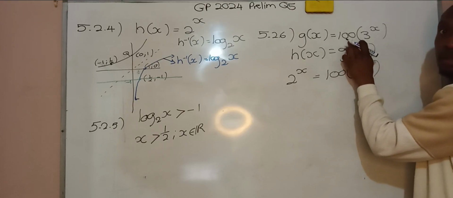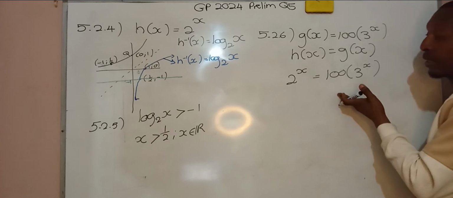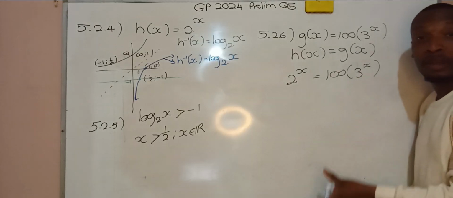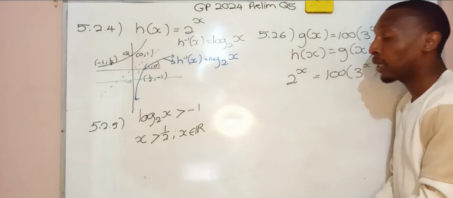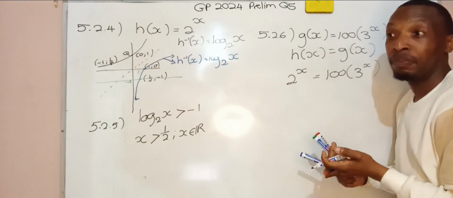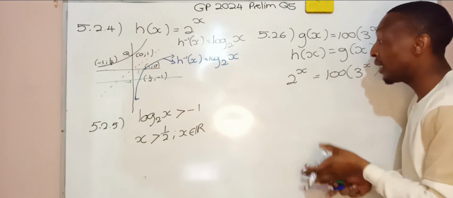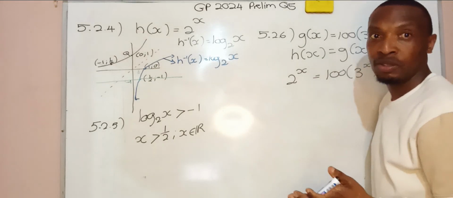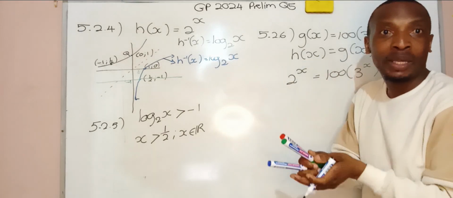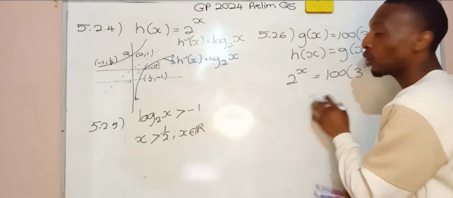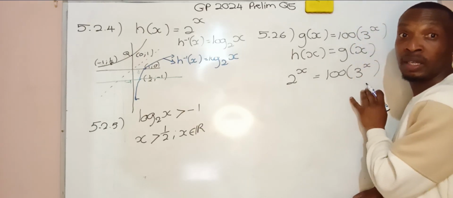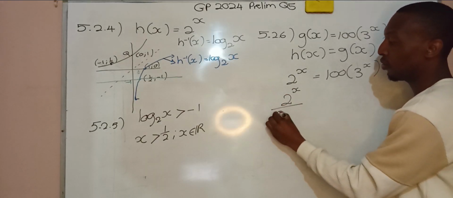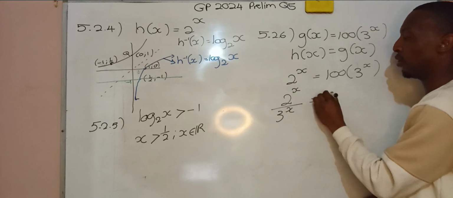From the question. We need to solve for x now. It's an exponential equation, so we need to get the bases to be the same. That's the first problem. The second problem is that our x's are split; they are on either side of the equal sign. So first step, let's get them together on one side. Let's divide both sides by 3 to the x. So it's 2 to the x over 3 to the x is equal to 100.